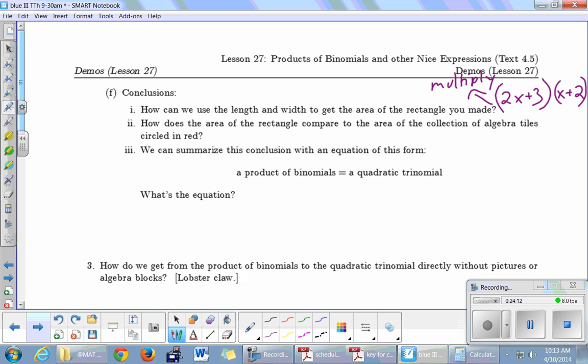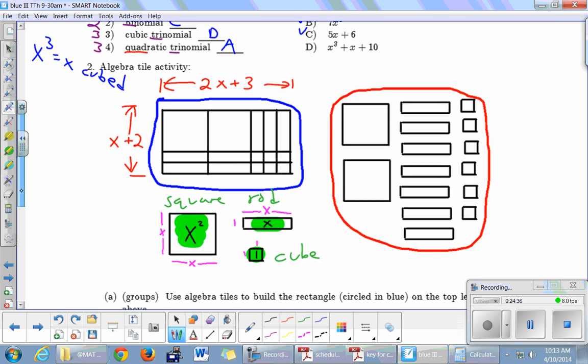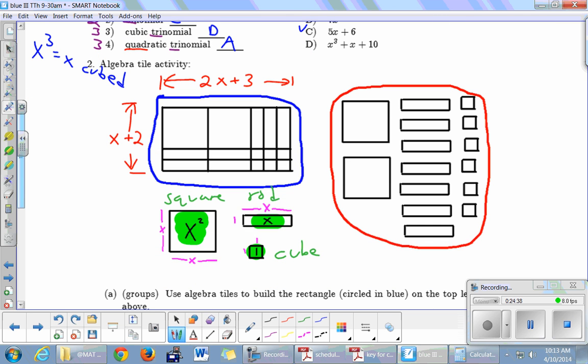How did the shapes that are all separated in the top right picture compare to the nice rectangle that's on your table? They're exactly the same collection, right? You can count. You see 2 of the x squared tiles in the picture, and you see 2 in your rectangle. There's 6 of the green cubes in the picture and 6 on your table. So they're exactly the same. So that means that the area of the stuff circled in red here is exactly the same as the area of the stuff circled in blue. They're the same shape, just moved around, right?